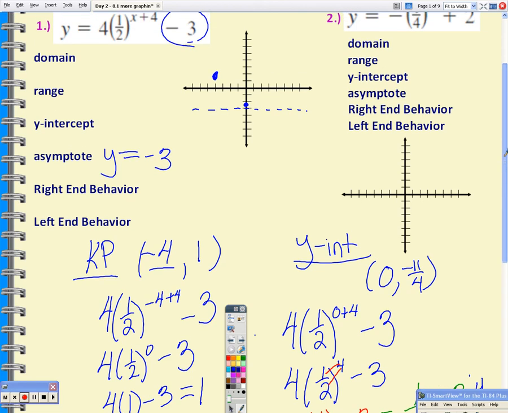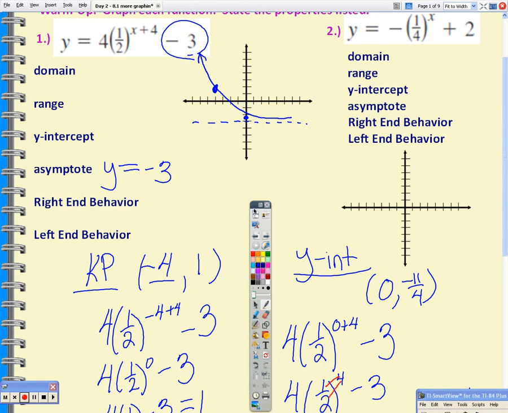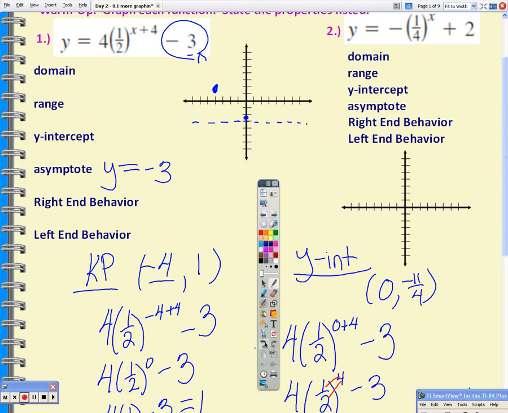And now I'm going to connect the dots in a nice curved shape. It would help if I actually made it through the points I plotted. There we go. That fits. This 1/2 means it's a decay graph, and this shape is a decay.